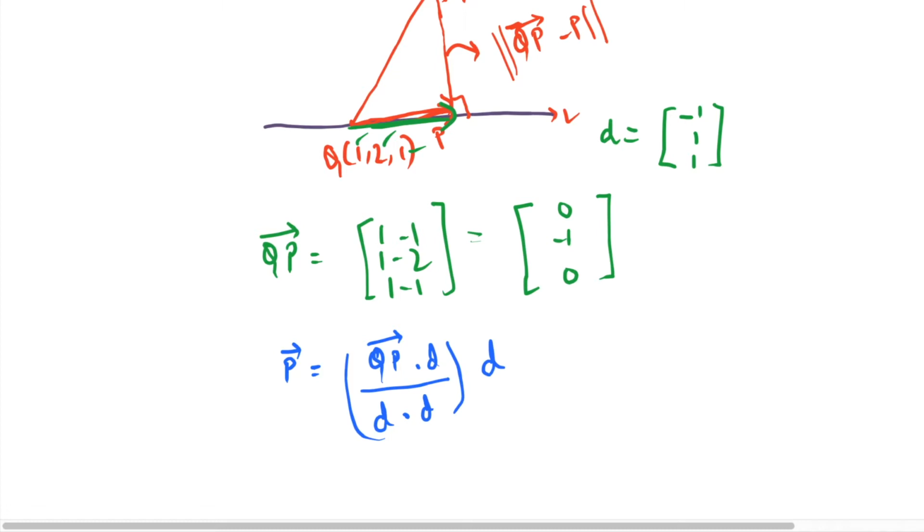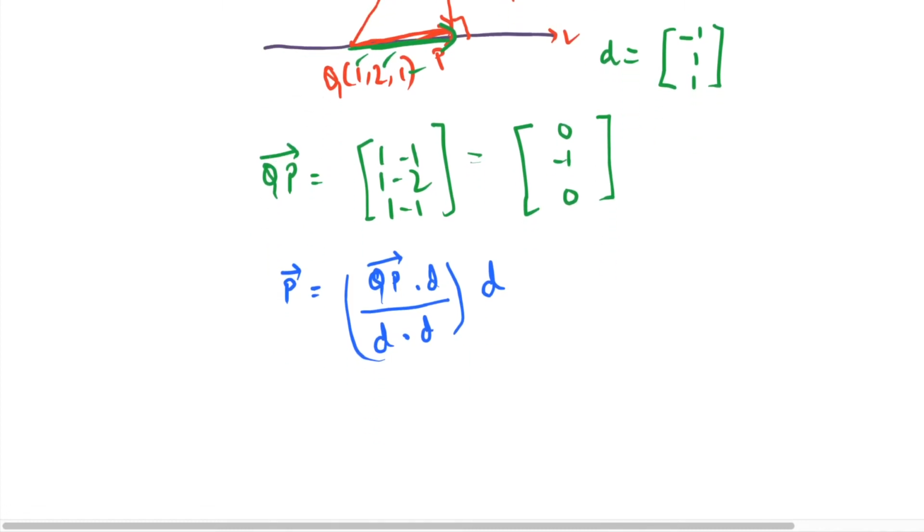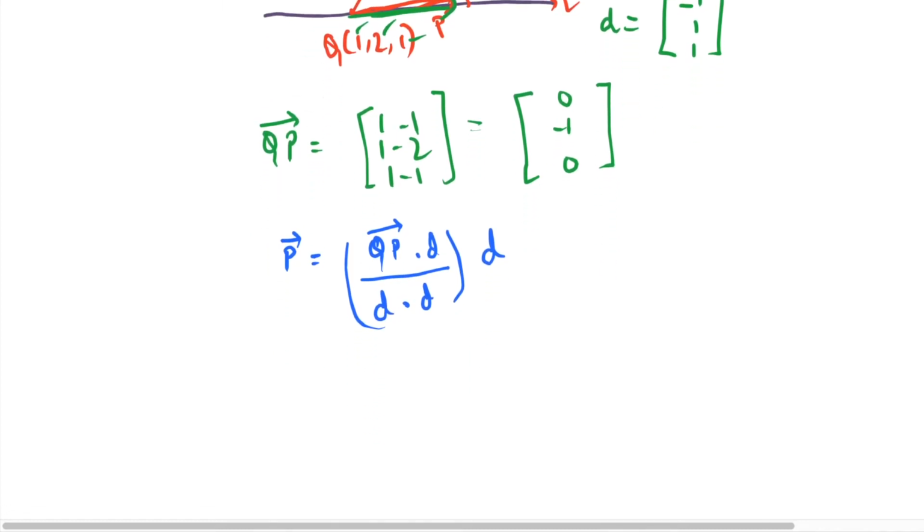All right, so you can actually solve it out yourself. I think I'm going to write down the exact solution here. So this turns out to be minus 1 by 3 times minus 1 1 1.